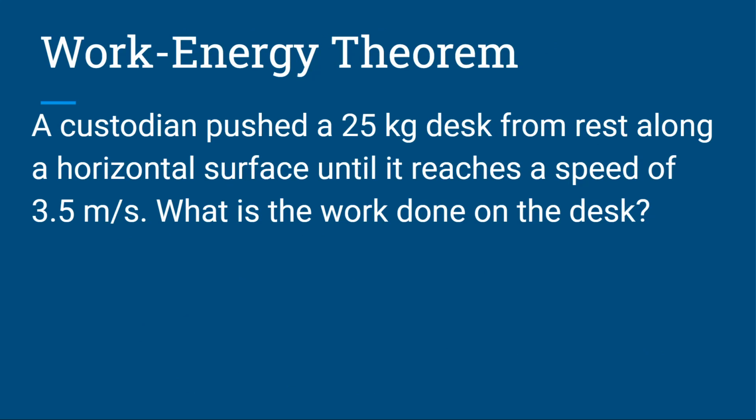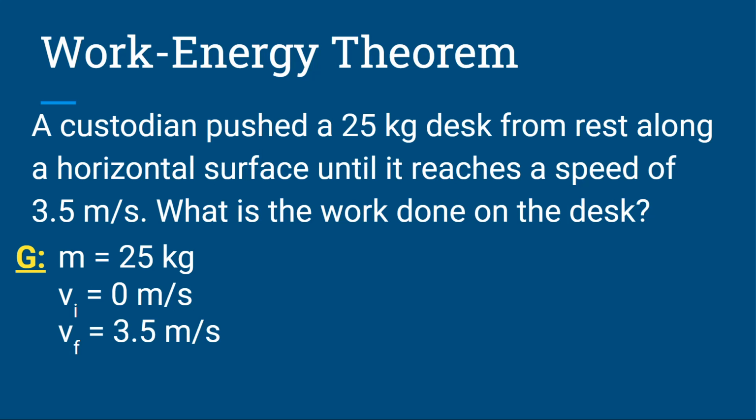All right, let's look at an example. Again, I would recommend that you write some of these down. We're going to have, I think, 3 examples in here. But this one says a custodian pushes a 25 kilogram desk from rest along a horizontal surface until it reaches a speed of 3.5 meters per second. What is the work done on the desk? Again, start by labeling. My mass is 25 kilograms. It's from rest, so the initial velocity is 0. It reaches a final velocity of 3.5 meters per second, and we are looking for work.